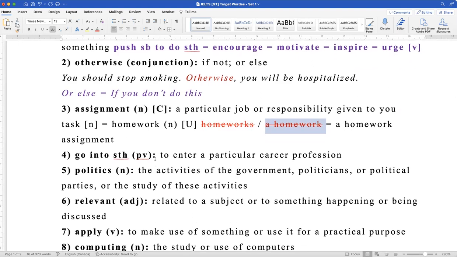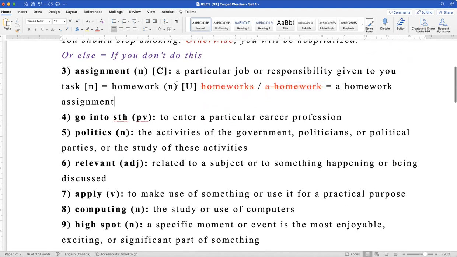Okay, so let me put these here as synonymous words. Let me repeat one more time. Assignment is a synonymous word for task, homework, or maybe mission. So these can be some synonymous words for the word assignment, something you are supposed to do at work or at school.